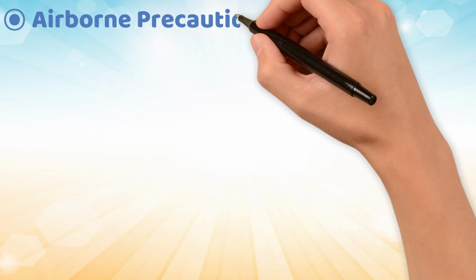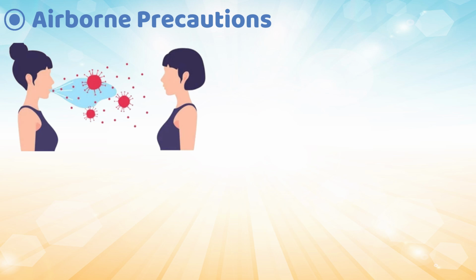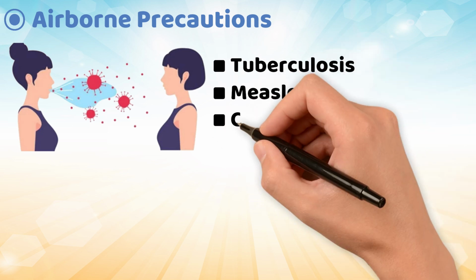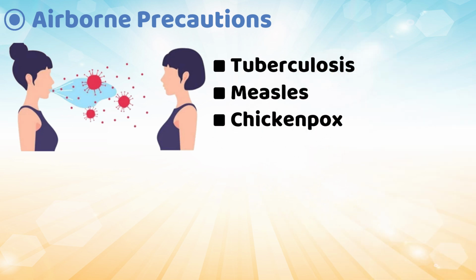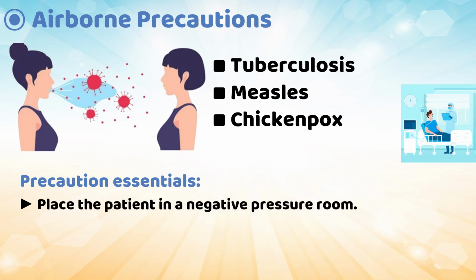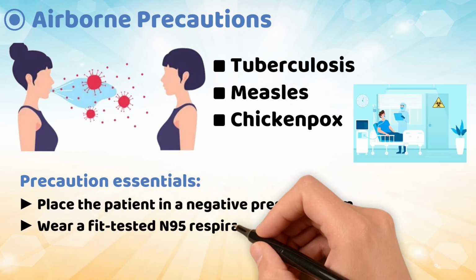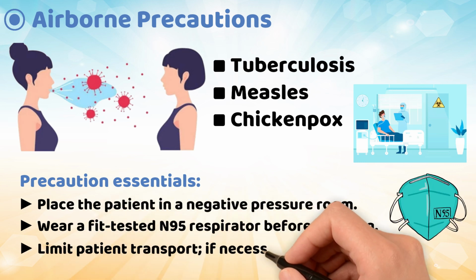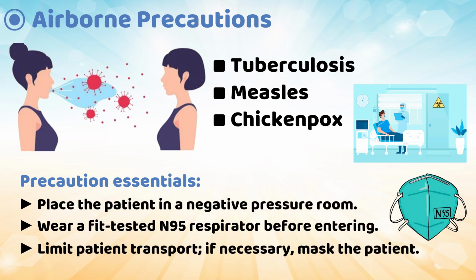Airborne precautions guard against very tiny particles that remain suspended in the air and travel long distances. Examples: tuberculosis, measles, and chickenpox. Precaution essentials. Place the patient in a negative pressure room. Wear a fit-tested N95 respirator before entering. Limit patient transport. If necessary, mask the patient.